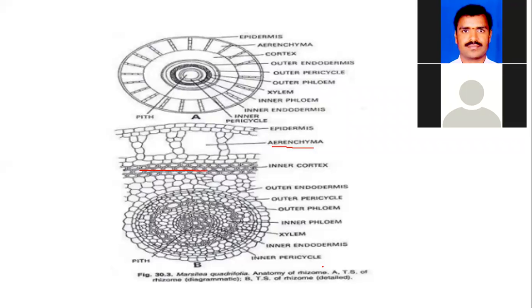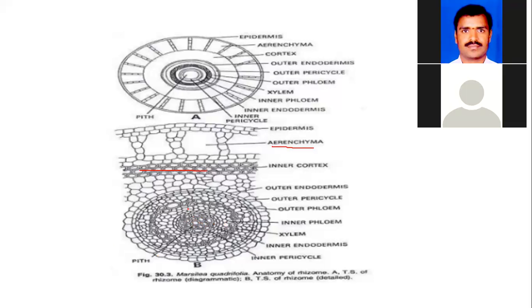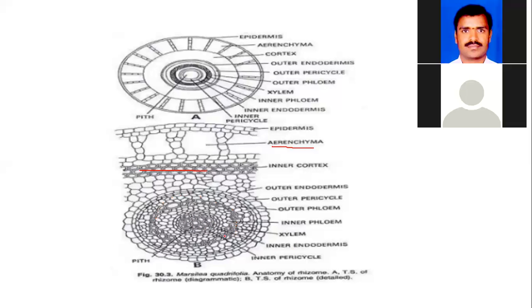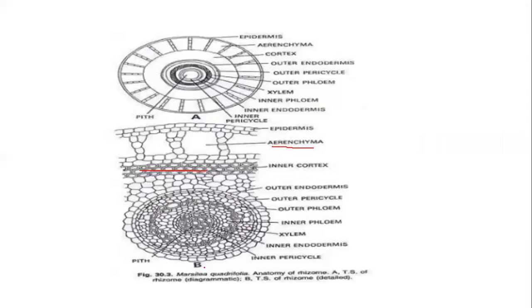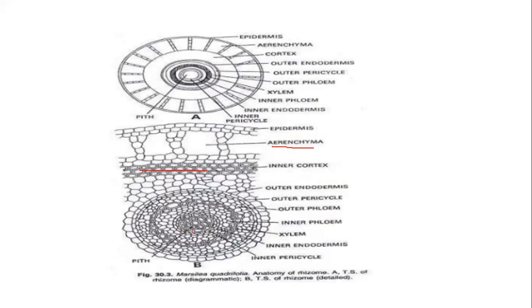So as we say, the central part of the stele is occupied by the pith region. And the xylem, you can see here, this is the xylem tissue, and the xylem is surrounded by the phloem. It is divided into inner xylem and outer phloem, whereas the central part is occupied by the pith region. So it is called the amphiphloic siphonostele.